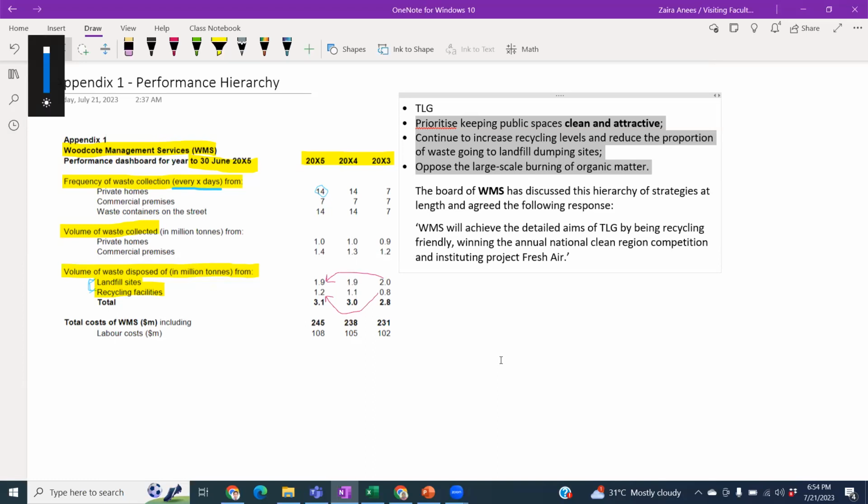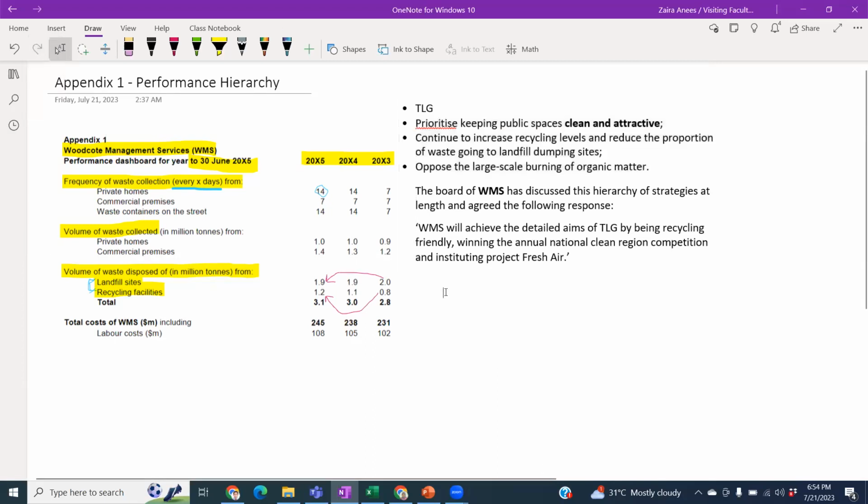The priority is keeping public space clean and attractive, and that is something that relates to waste collected for commercial purposes. It is increasing. How can you connect it with appendix number 1? The volume of waste is collected, which means... Okay, think of it this way. Start with appendix number 1. See if this is connecting, and try to connect it from this.